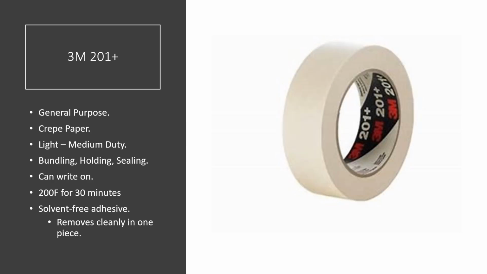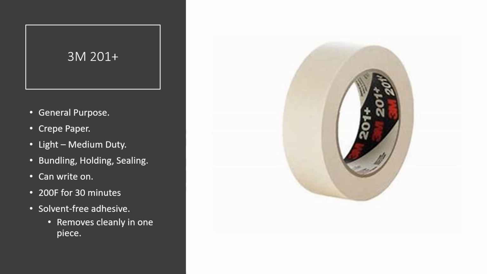201 Plus is the next series in the Masking Made Simple line from 3M. Again, still kind of general purpose, same crepe paper backing, but it's a little bit more engineered than the 101 Plus. It's a step above, so it can be for light to medium duty type applications, bundling, sealing, holding.